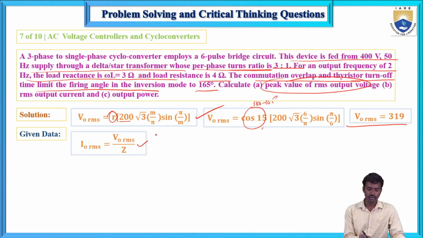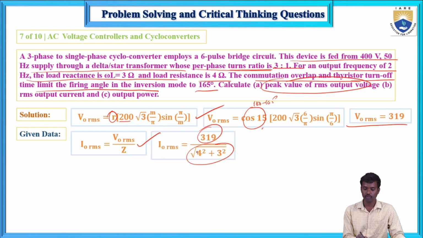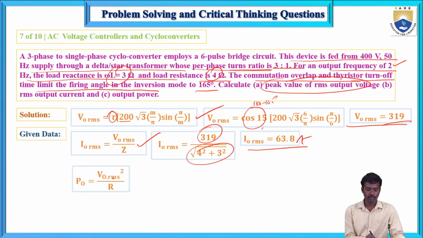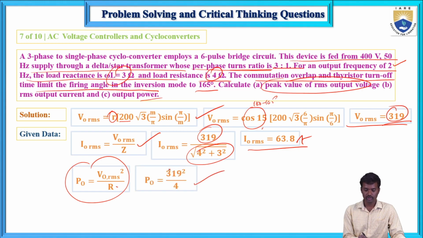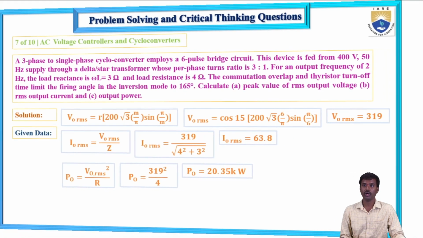Next, from this you can determine I0 RMS. I0 RMS equals V0 RMS divided by Z, where Z is the square root of R squared plus (ωL) squared. So 319 divided by this value equals 63.8 amperes. Next, P0 equals V0 RMS squared divided by R, so 319 squared by 4 equals 20.35 kilowatts.